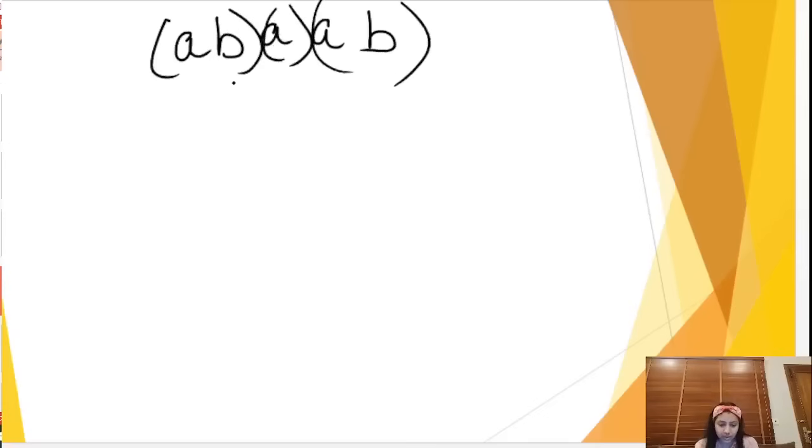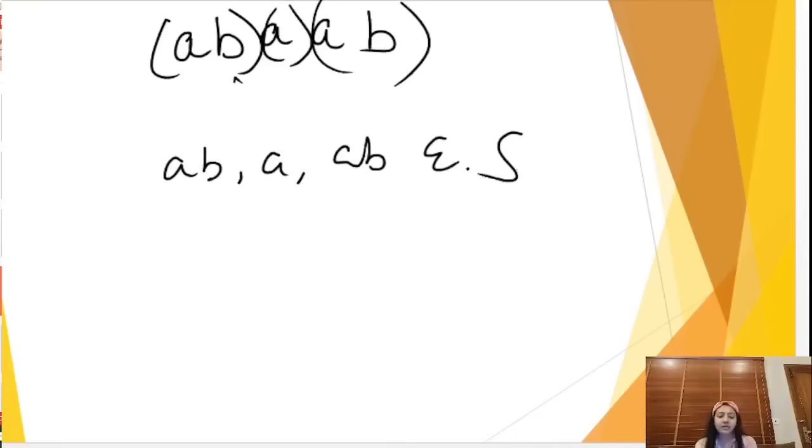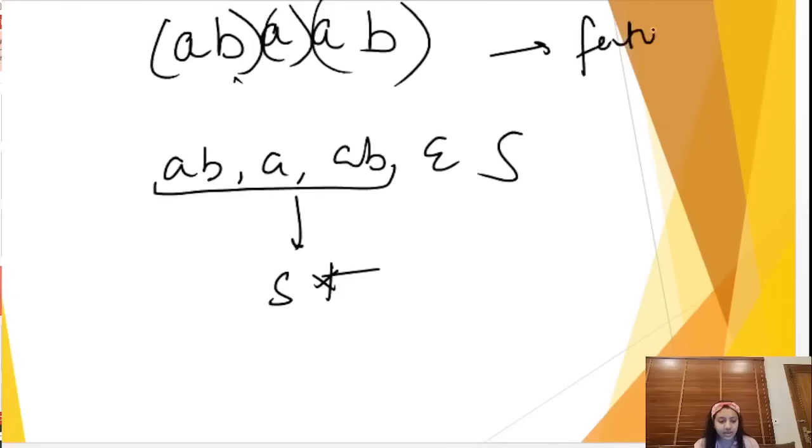So all these three factors AB, A and AB belong to S, and if all these three factors belong to S, then naturally their concatenation will belong to S star, right? So this is what we mean by S star, that it is nothing but the concatenation of the strings that are in my alphabet set S, right? So here we say that my factoring is unique. There is no other way to factorize this particular string in any different factors. So here the factoring is unique.